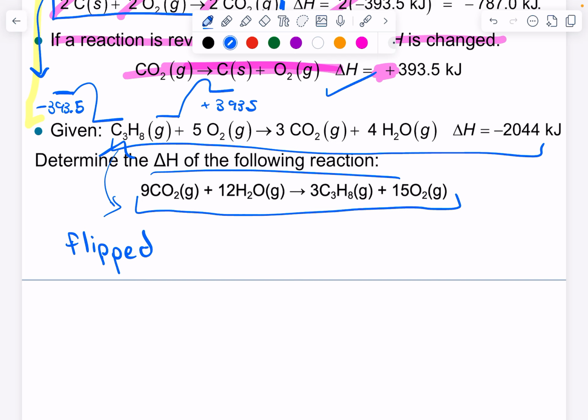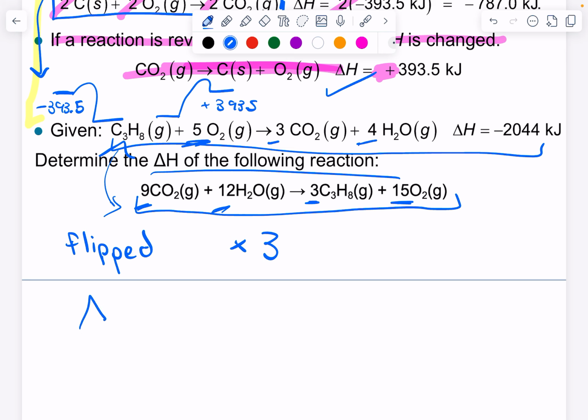Another thing is that it's been multiplied through by 3, right? 3 propane instead of 1, 15 oxygen instead of 5, 9 CO2 instead of 3, and 12 water instead of 4. Okay, so the whole thing has been multiplied by 3.